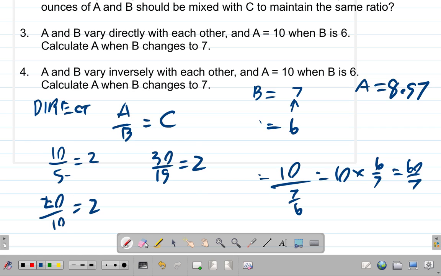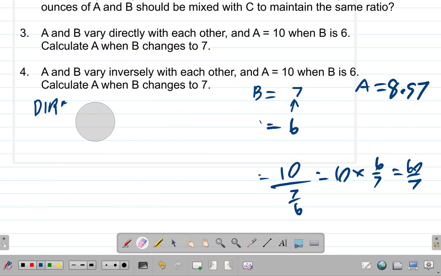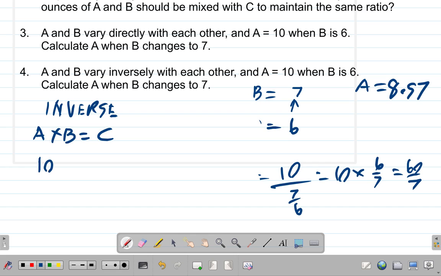With inverse now, inverse proportion, remember that they multiply to give you the same constant. A times B gives a constant C. If A is 10 and B is 6, 10 by 6 gives you 60.